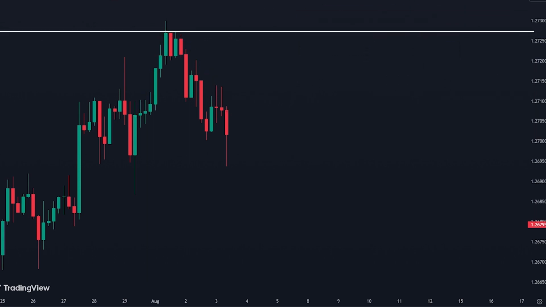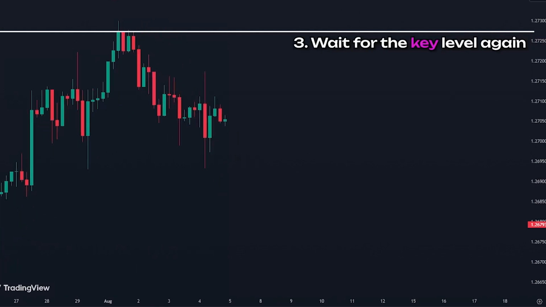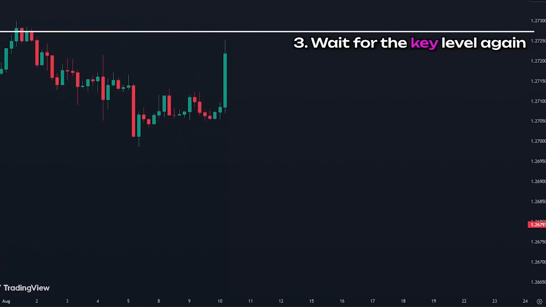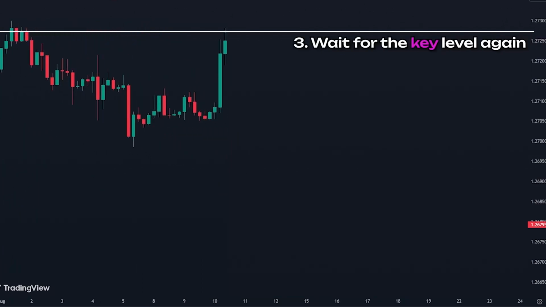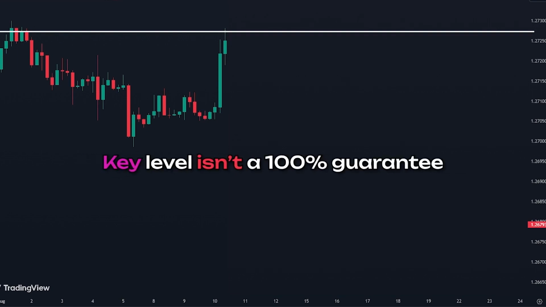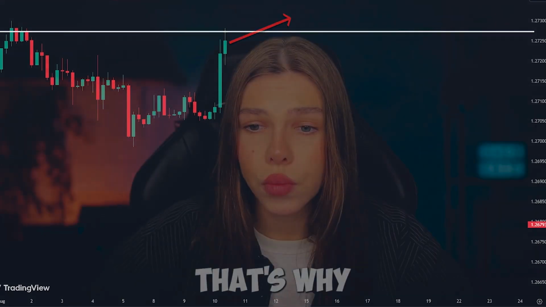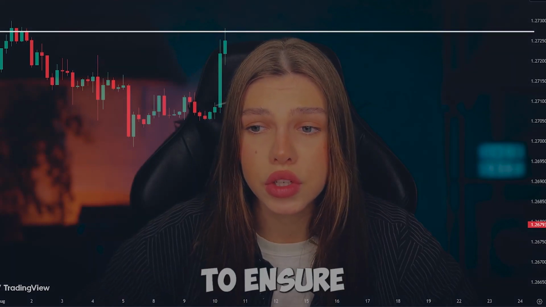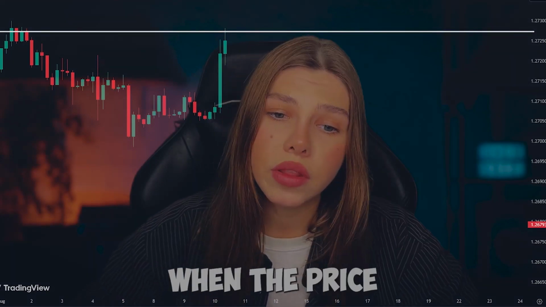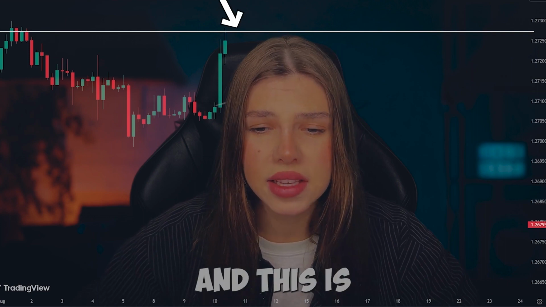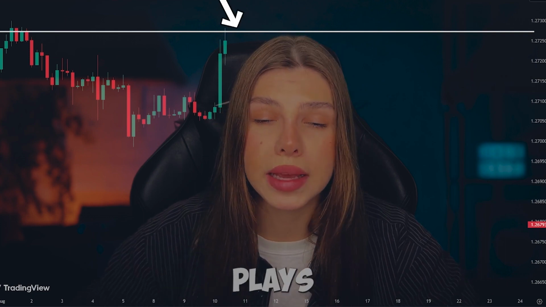The next step is you want to wait for the price to approach the same key level once again. Now once this happens, we are expecting the price to reverse downwards. However, just because the price gets in contact with the key level doesn't assure a reversal, as these levels aren't magical. Prices can break through. That's why additional confirmation is vital to ensure genuine downward momentum when the price touches this area, and this is where the MACD indicator plays its role.